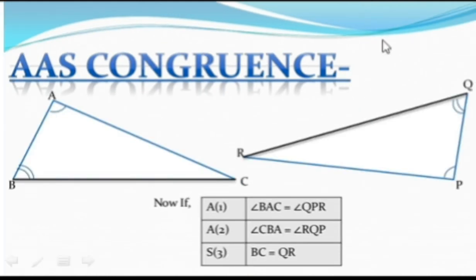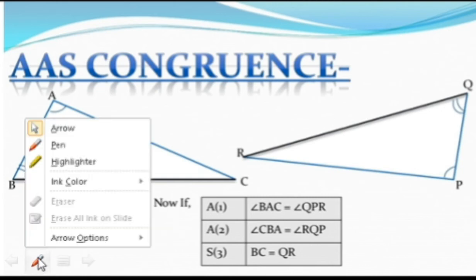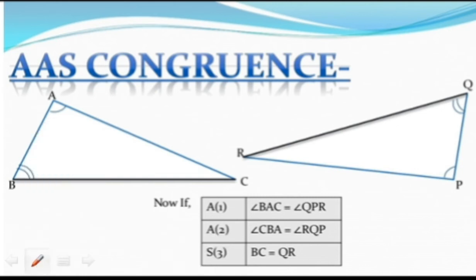Now our next type of congruence is AAS. This is very similar to the previous one. It means, if by chance this included side is not equal, but you can see another side is equal, then also my triangles are congruent. Clear?